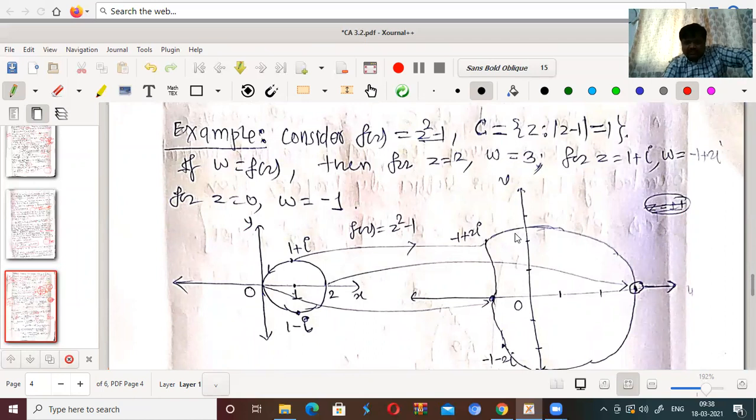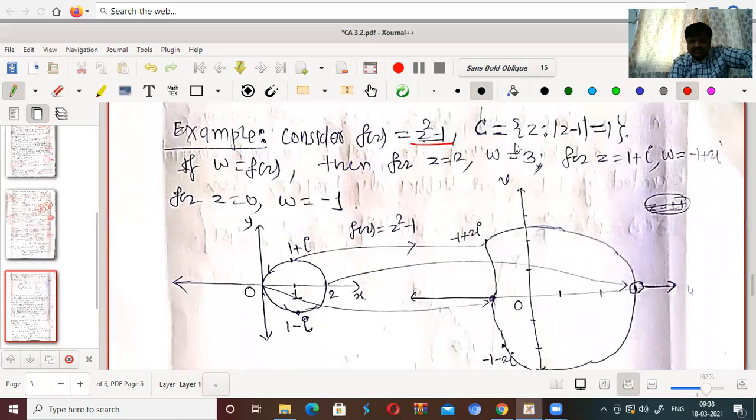This is also one more example. Consider f of z is z square minus 1. C is the circle having center at 1, radius is 1. If w is f of z, then for z equal to 2, w is 3, because it is 4 minus 1 is 3. So w equal to f of z.